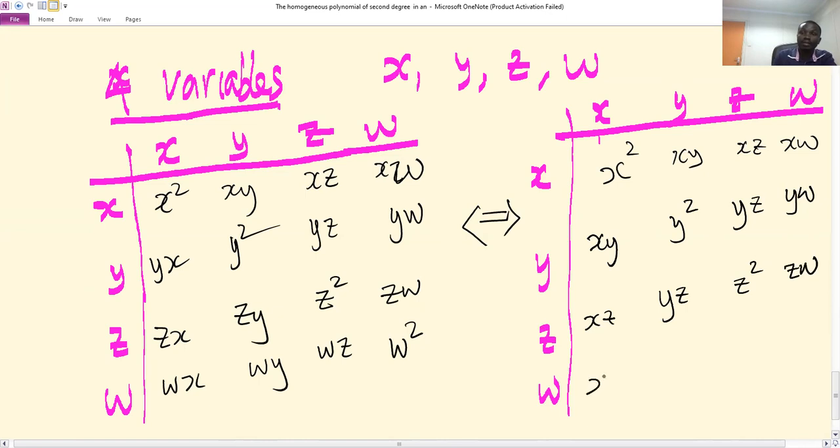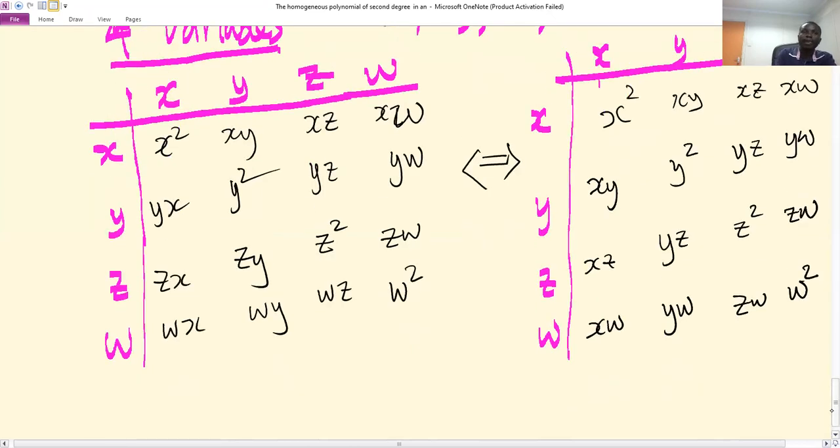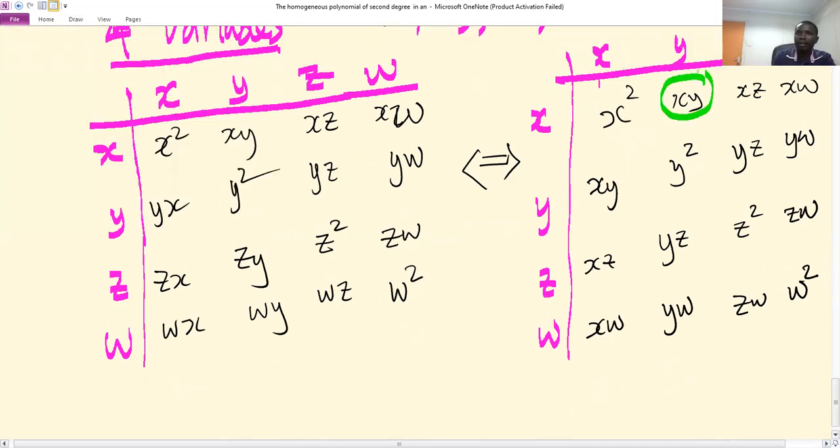Wx the same as xw. Wy the same as yw. Wz is the same as zw. And this is w squared. So you see in this structure, this element here and this one are the same. So there are 2 of them. That's why we have 2 in that formula.